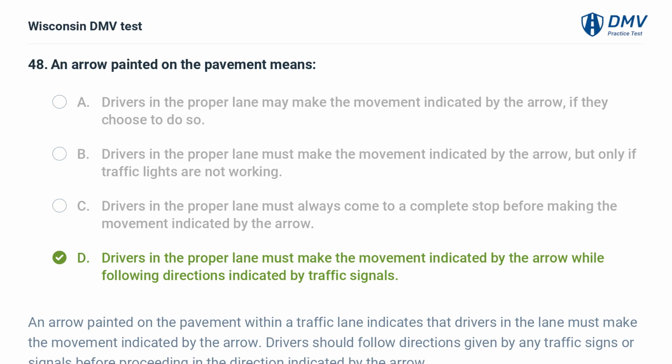D. Drivers in the proper lane must make the movement indicated by the arrow while following directions indicated by traffic signals. An arrow painted on the pavement within a traffic lane indicates that drivers in the lane must make the movement indicated by the arrow. Drivers should follow directions given by any traffic signs or signals before proceeding in the direction indicated by the arrow.